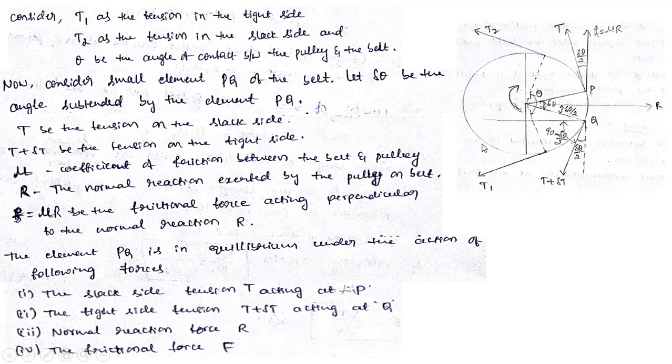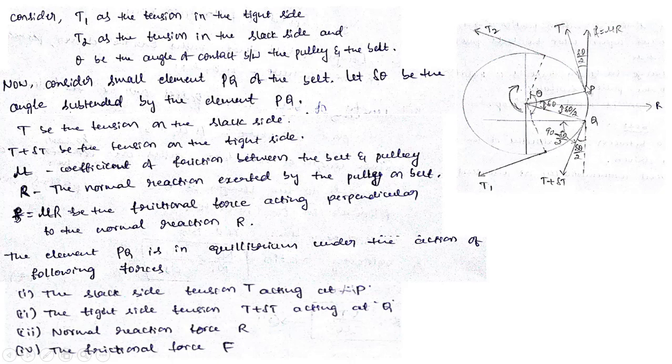Yes, here I consider a small element PQ, and once you consider this, delta theta is the angle subtended by this element PQ. Then write which is the tension acting at point P towards the slack side, and this is the tension acting at point Q on the tight side. Then after that, write mu is the coefficient of friction, R is the normal reaction, and F is the frictional force.